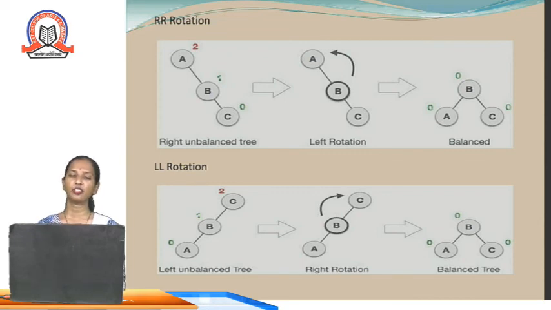Similarly, for the left rotation, the rotation is going to be towards the right. See the direction. For the RR rotation, the movement was towards the left, that is anti-clockwise, and for the left rotation, the movement is clockwise, that is towards the right. So that is how we are going to have the balance factor created or calculated as 0.